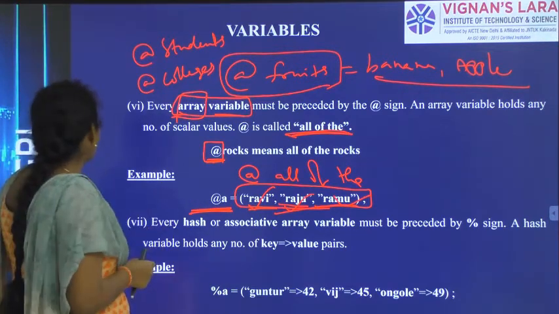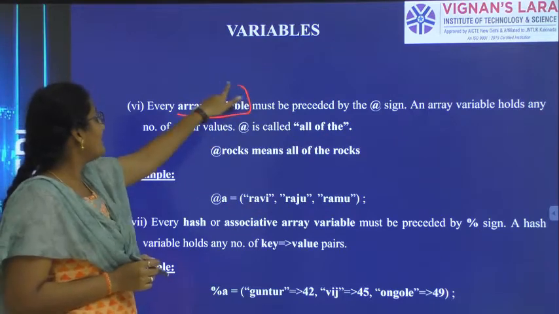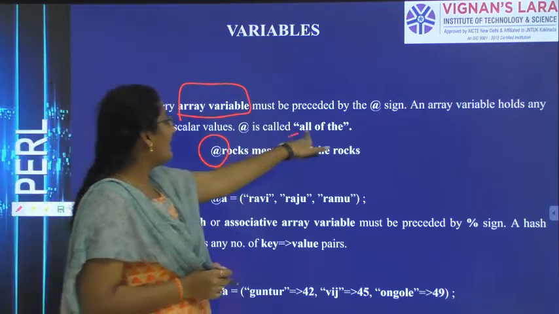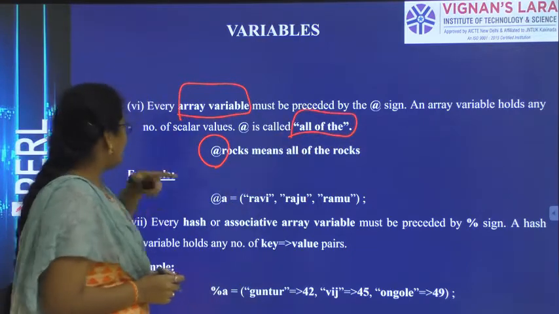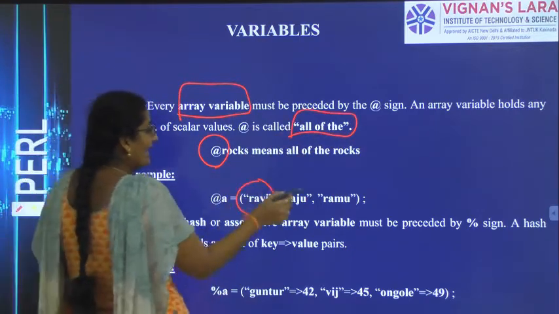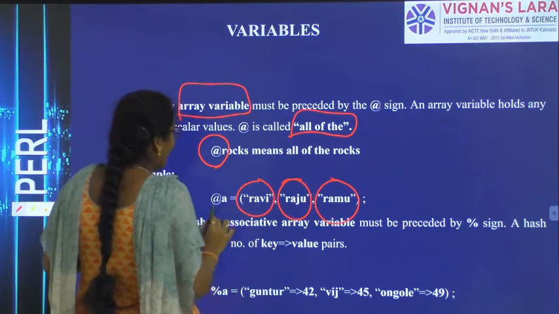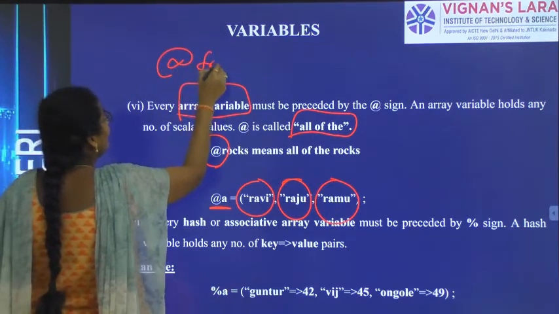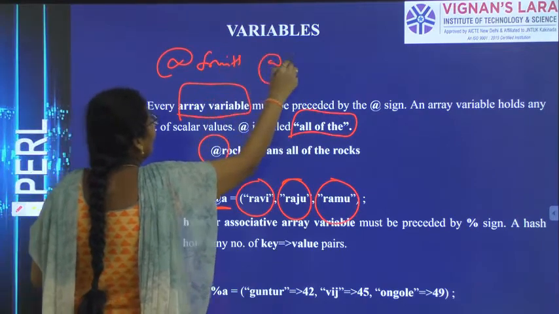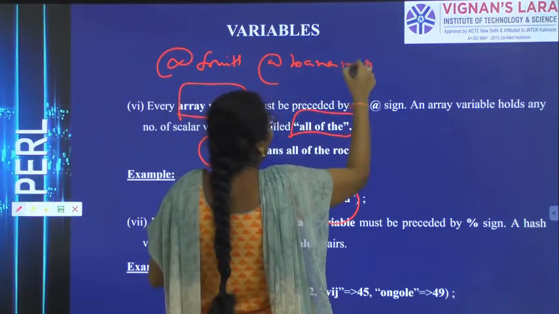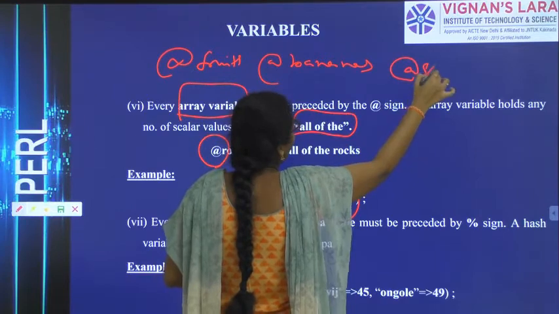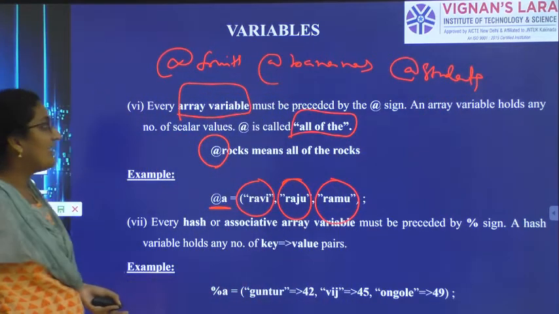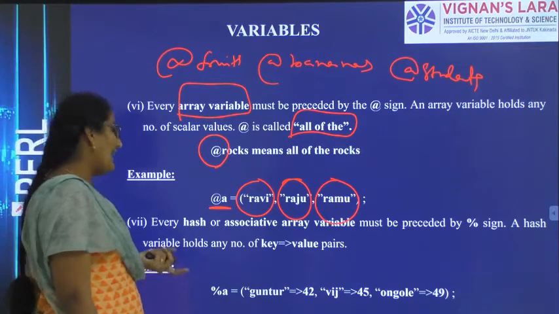So here, the second variable is array variable. It is indicated with the @ symbol. @ means all of the. So here we have an array with the names and we are using the @ symbol. In the same way we can use @fruits, @bananas, and @students also. So we can have a group of students. @students will be an array variable.